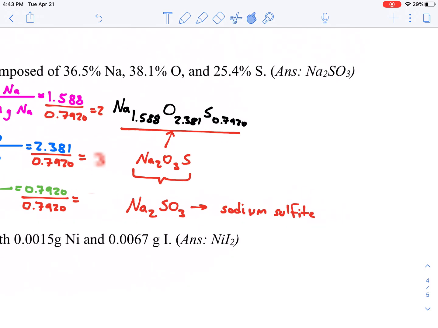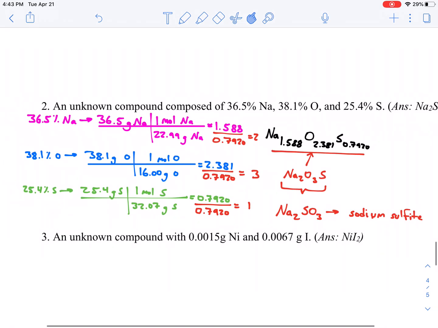Bingo. Now, there's another question here. We happen to get a really nice, clean set of whole numbers here. What if these weren't nice whole numbers? That's a great question, and that's a question that we're going to save until we jump back to number 1.